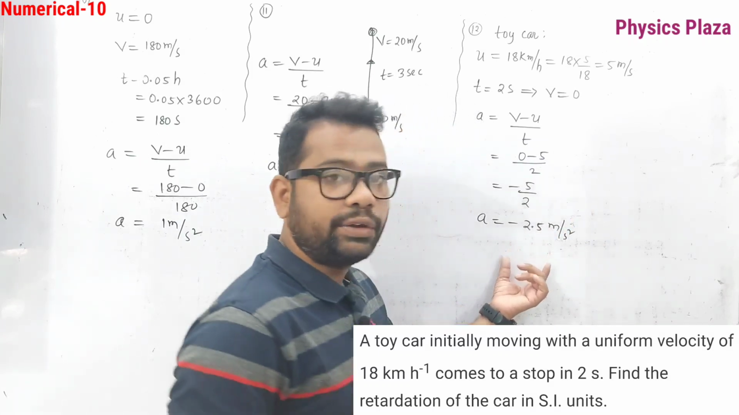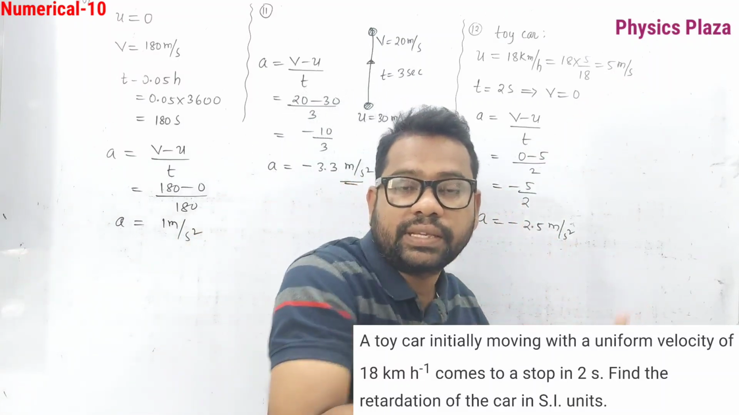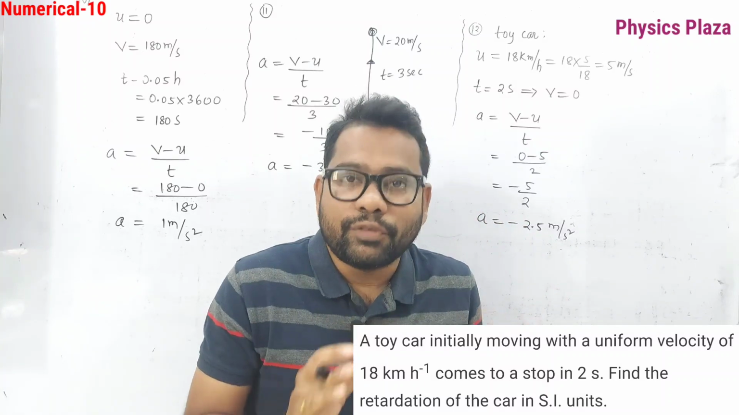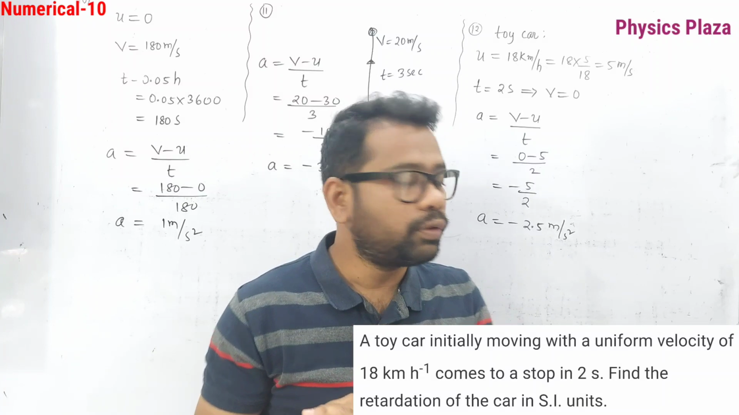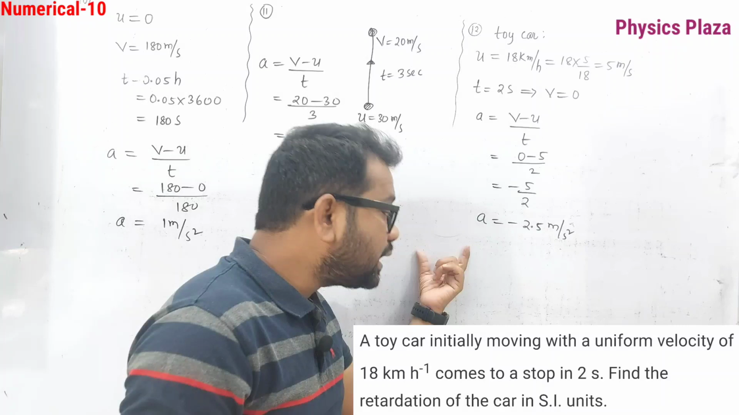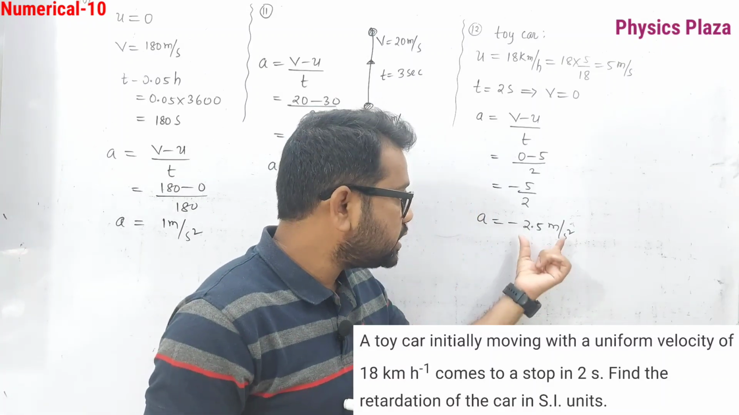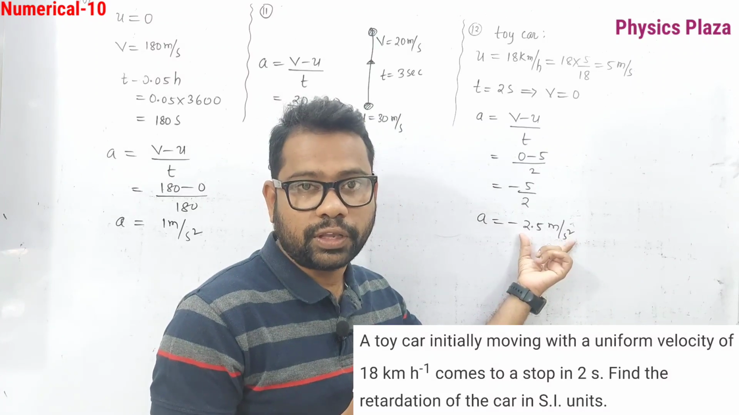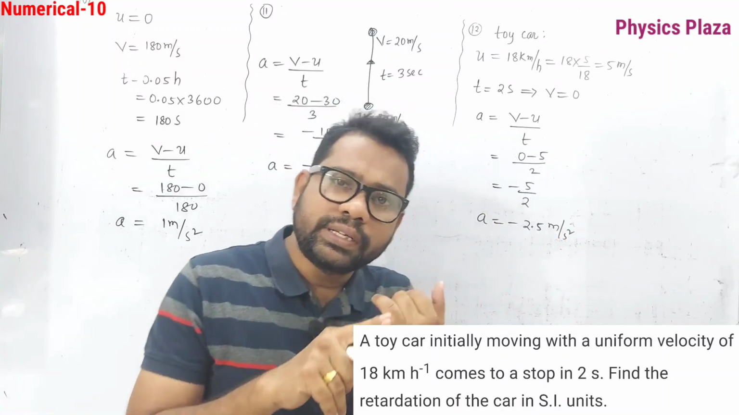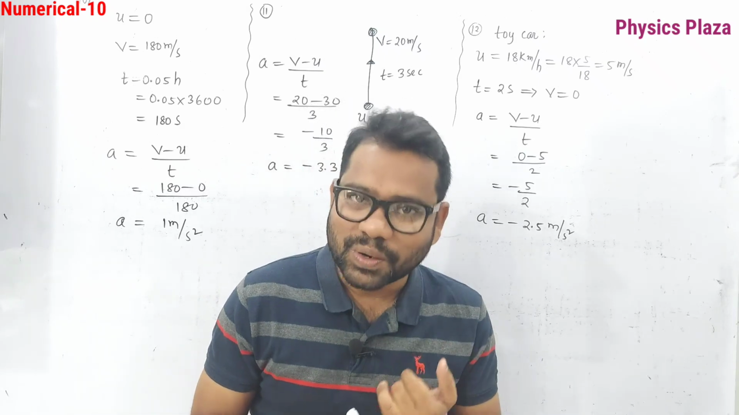So here also we got a negative value. Why? Because initially it has velocity 5, then 0. So velocity is decreasing. Whenever velocity decreases, children, we will get a negative value for acceleration. Is it clear? Don't get confused. And here some students make one mistake. They will write retardation is equal to minus 2.5, or deceleration is equal to minus 2.5. No, you cannot write like that. If you want to write retardation, then retardation is just 2.5 meter per second square only. Deceleration is equal to 2.5 meter per second square only, because retardation itself is a negative acceleration. Deceleration itself is a negative acceleration. Okay? Just copy it.